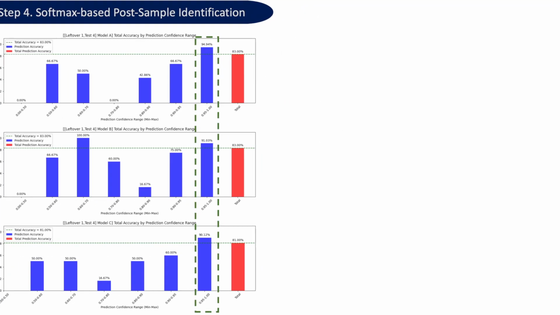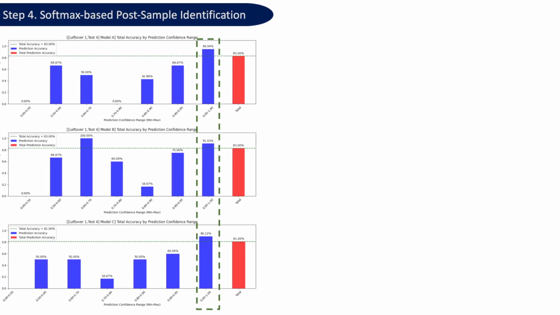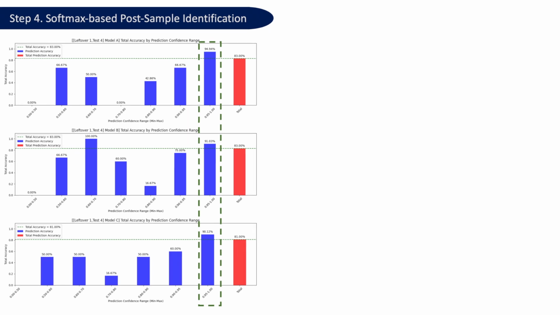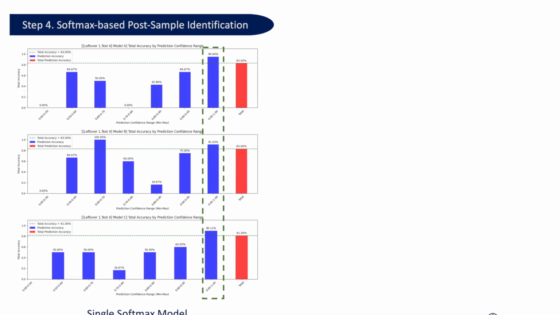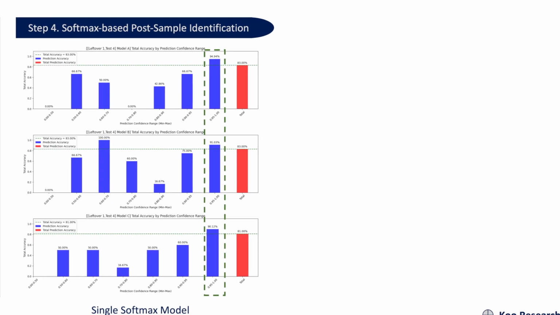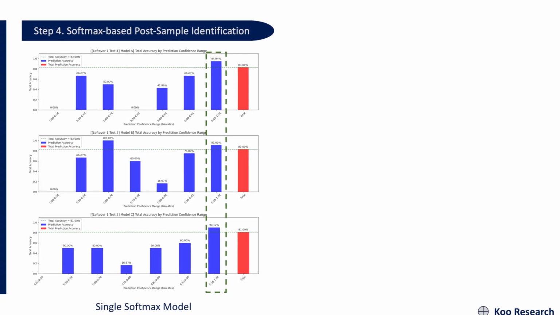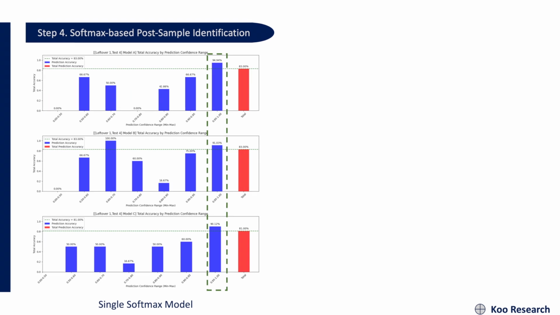The figure illustrates prediction accuracy categorized by each confidence range and 3 models. Notably, the blue charts within the green box, 0.95 or higher, exhibit higher accuracy than the overall prediction accuracy.